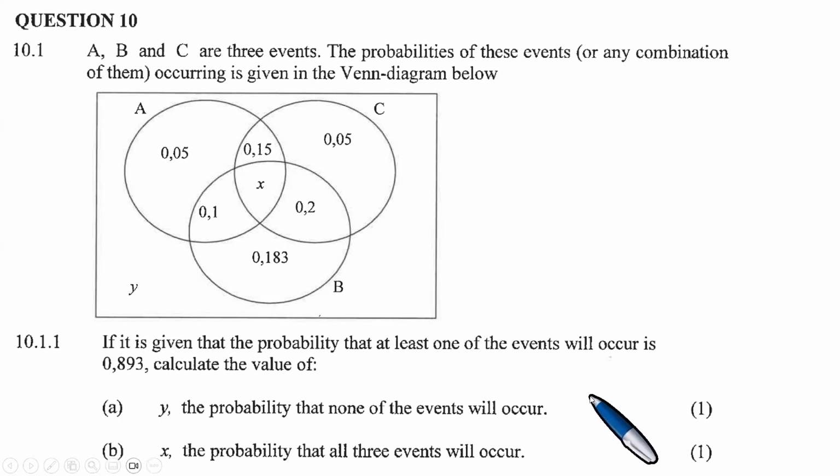What do you think? If it is given that the probability that at least one of the events will occur is 0.893, calculate the value of Y, the probability that none of the events will occur.